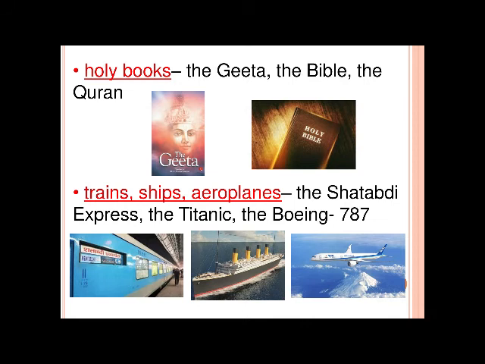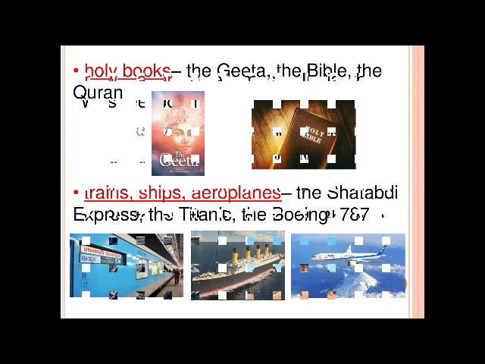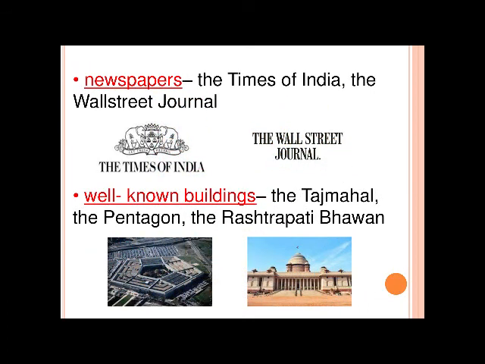Trains, ships, aeroplanes. With the names of trains, ships, or aeroplanes, we will use the. For example, the Shatabdi Express, the Titanic, the Boeing 787. With the names of newspapers, we will use the, like the Times of India, the Wall Street Journal. With the names of well-known buildings, like the Taj Mahal, the Pentagon, the Rashtrapati Bhavan. These are some well-known buildings. That's why I have used the with them.